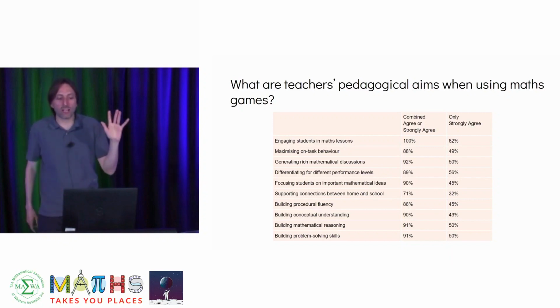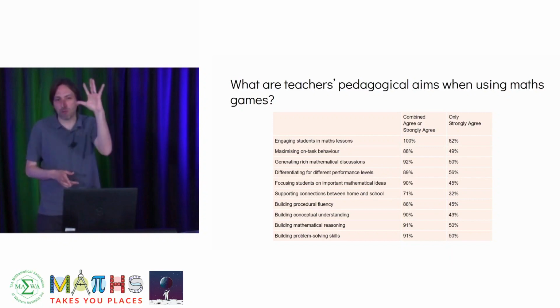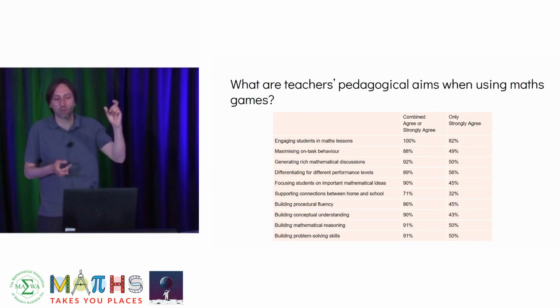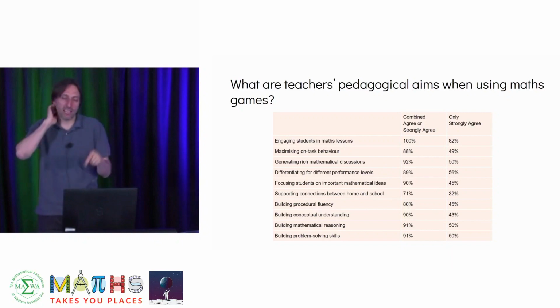So you may well recognize those dot points because they pretty much reflect our principles. Those first two ideas, engaging students and maximizing on-task behavior, that's pretty much principle 1. Generating rich mathematical discussions probably connects to that as well. Differentiating, that's probably principle 4. Focusing students on important mathematical ideas, principle 3. And supporting connections, that's our last principle. So skill and luck or balance doesn't really get reflected there, but the others do.